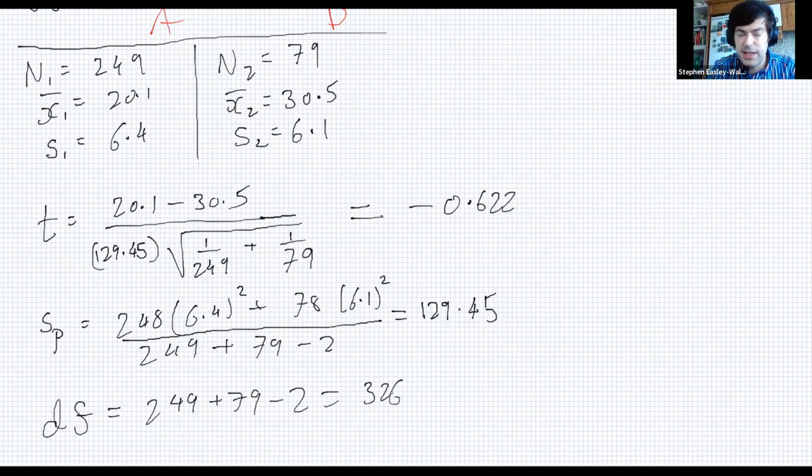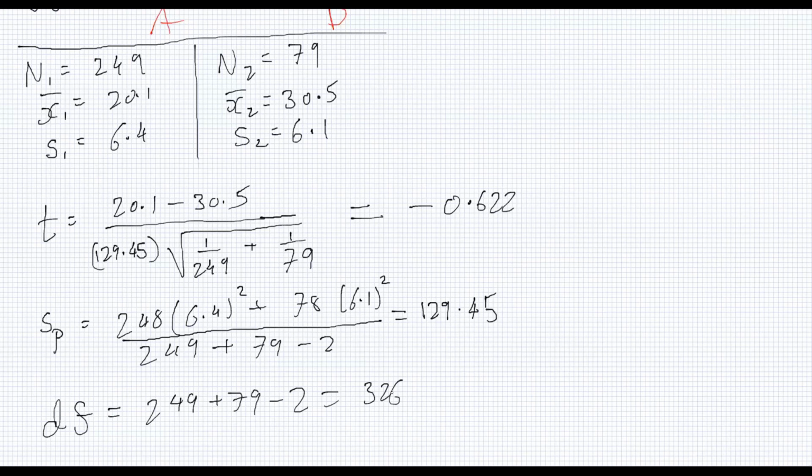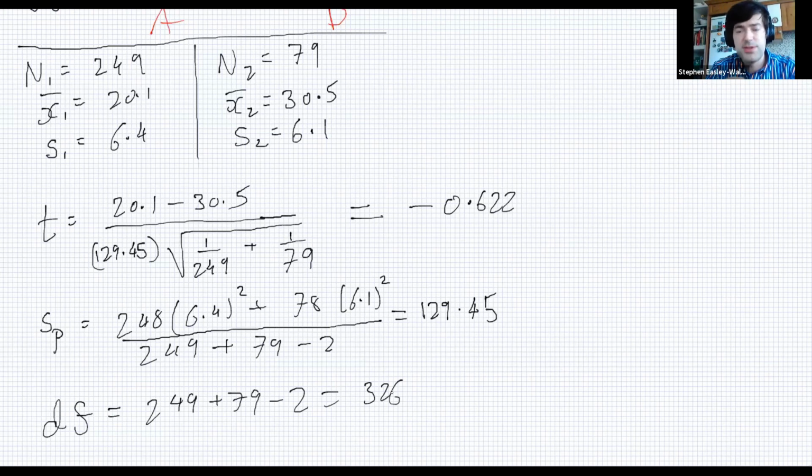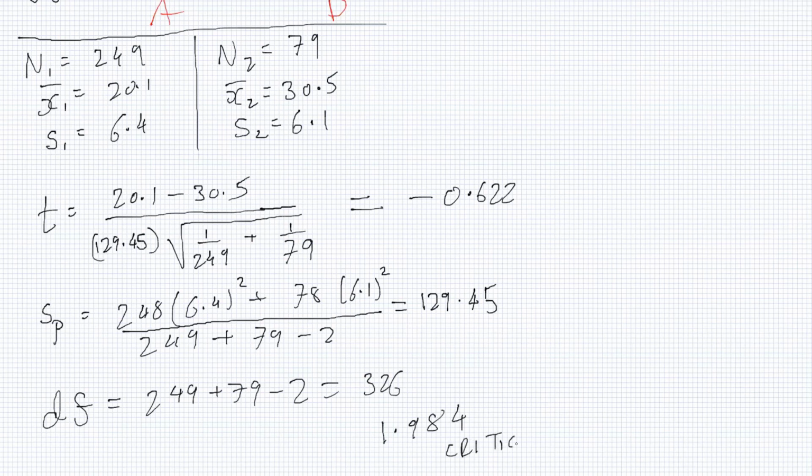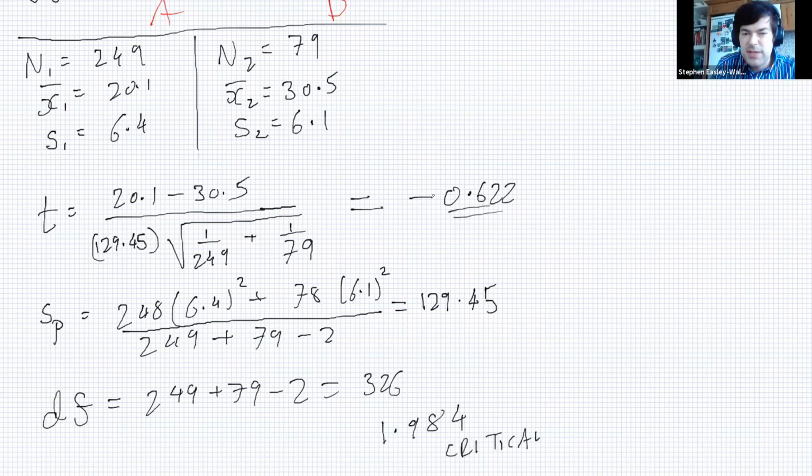Can you see that on the table? Yep. That's fine. When you reach the limit of the table, you just use the last value on the table. So that's not an issue here. At 100 degrees of freedom, we use 1.98. 1.984, it looks like. That's the critical value. And we don't care about the sign. Our 0.622 is less than the critical value.